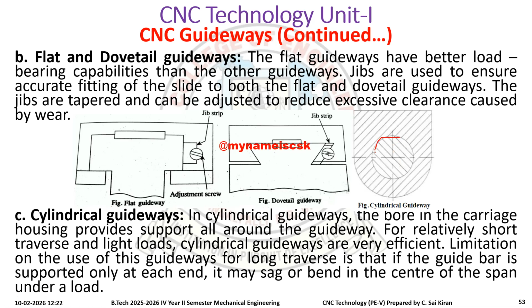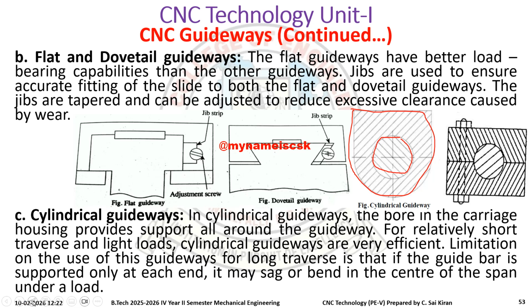So this is the cylindrical object, and we'll make the cylindrical guideways like this, and it will support the cylindrical bore in the carriage. It transfers loads, both heavy and light, on the cylindrical guideways efficiently. The main limitation of this one is it cannot go for longer travels, because if a cylinder is very large, then we'll have some deviation from the center. So it may sag or bend in the center of the span of the load. So that's the reason we don't use this one.